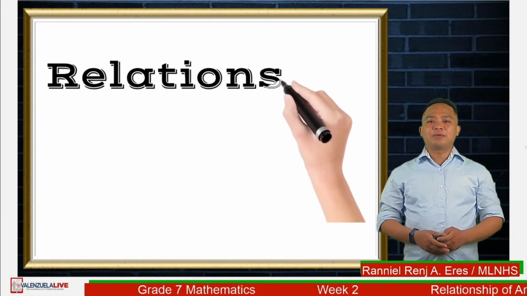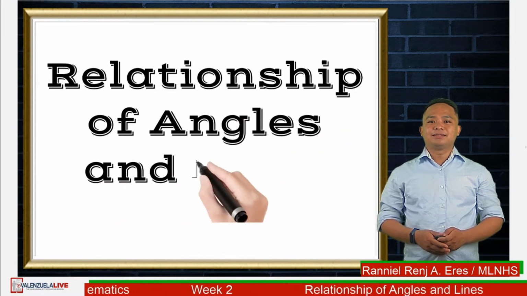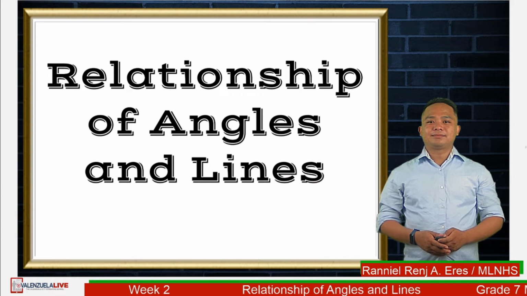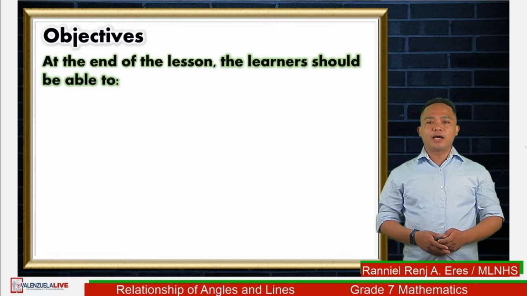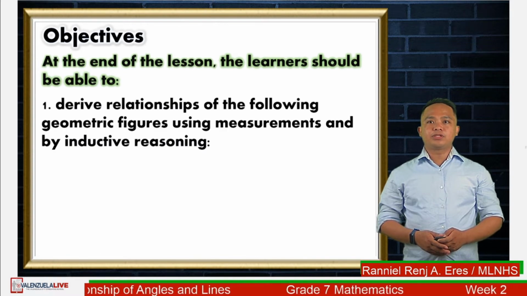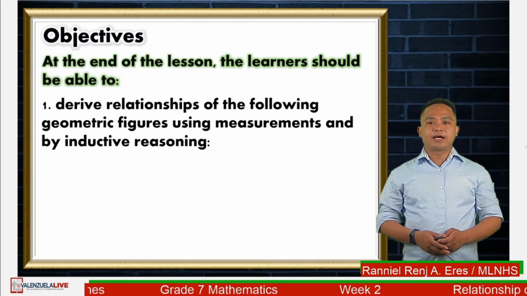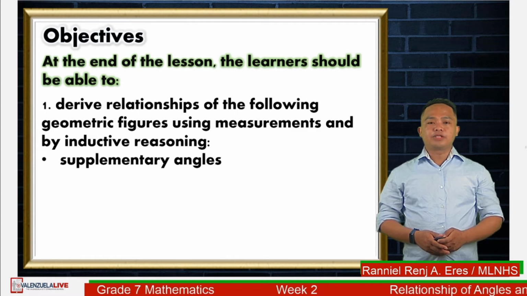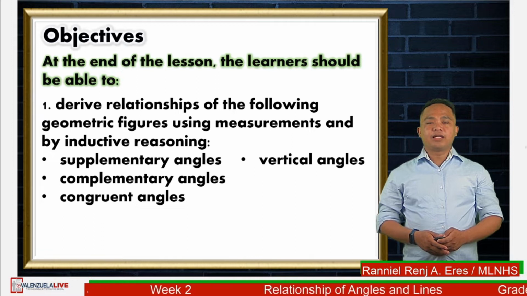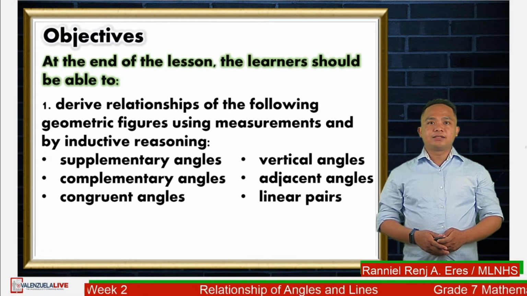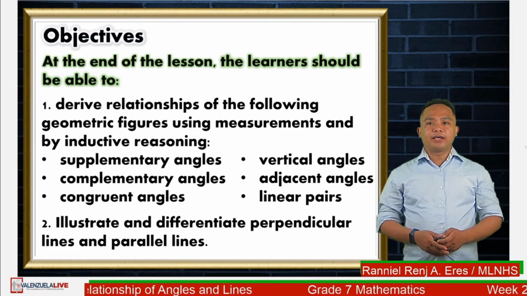Okay, the lesson for today's live streaming session is all about relationship of angles and lines. At the end of this live session, you, as a learner, should be able to, first, derive relationship of the following geometric figures using measurements by inductive reasoning, including supplementary angles, complementary angles, congruent angles, vertical angles, adjacent angle, and linear pair. And second, illustrate and differentiate perpendicular lines and parallel lines.